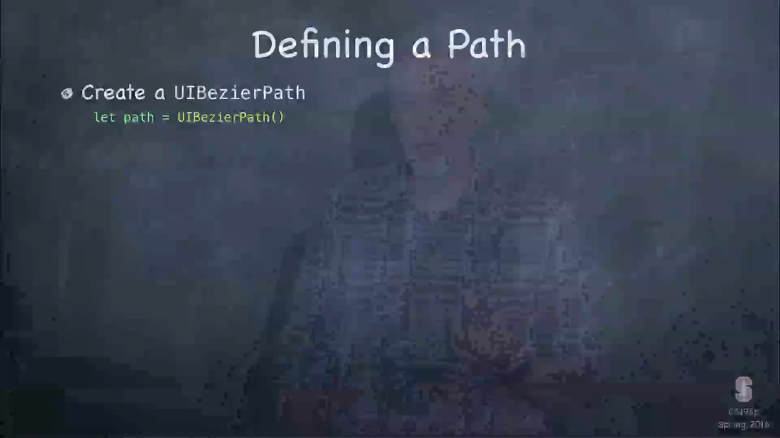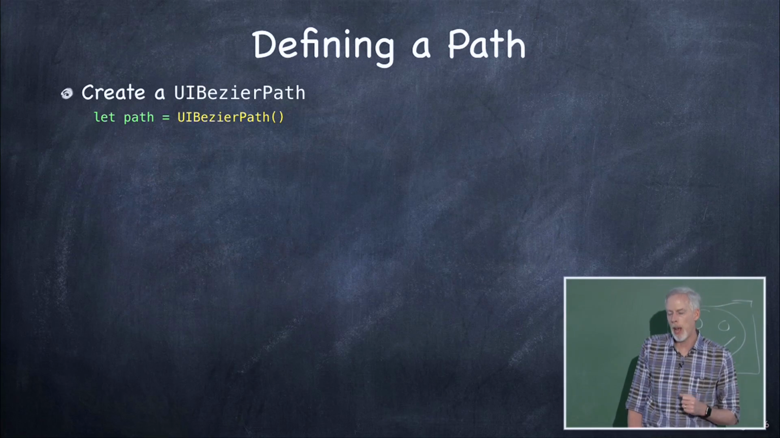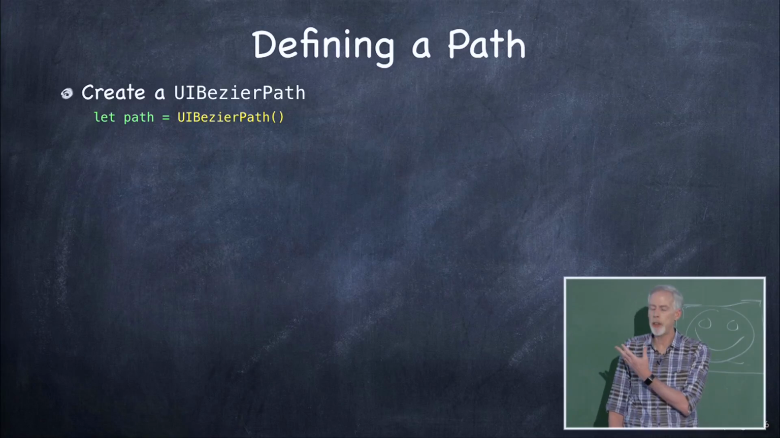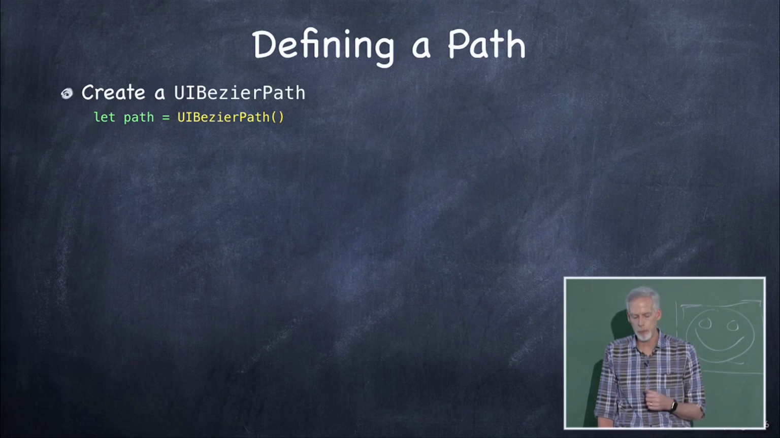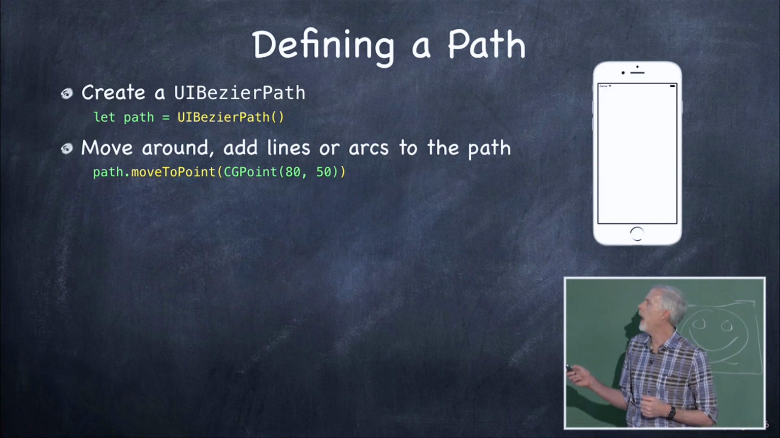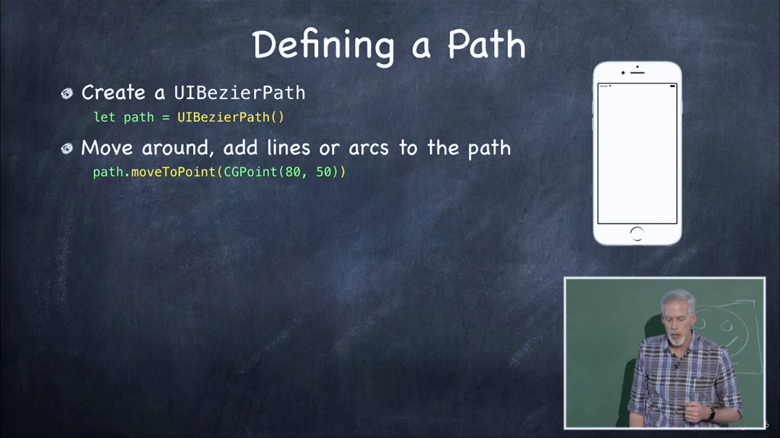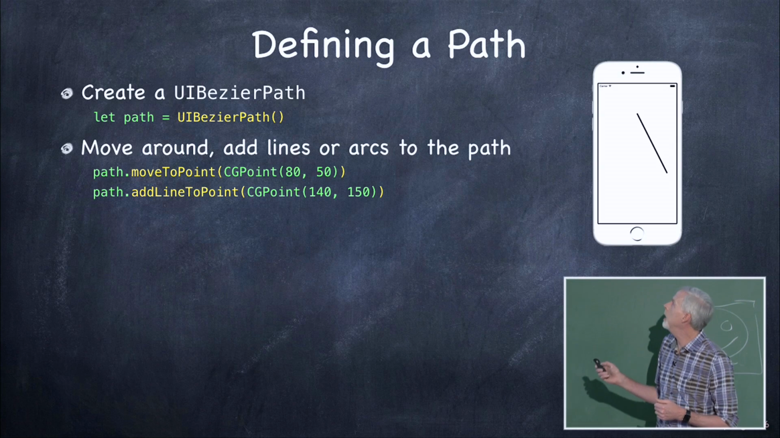So here's how you would create a path and draw something. We're going to do a triangle. Okay? So first I create a UIBezierPath. There are initializers with arguments. We're going to use the one where we just create a blank path. Then we're going to move around. So I'm going to move to 80, 50, which is like right here. Let's say it's 160 wide and 250 high or something. So 80, 50 is right about here. Then I'm going to add a line to this point over here, 140, 150.